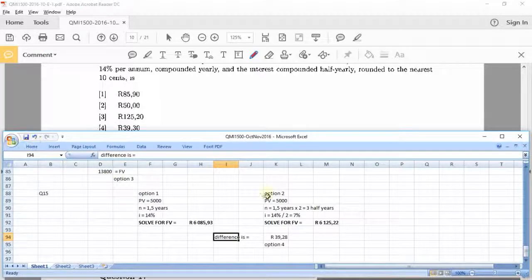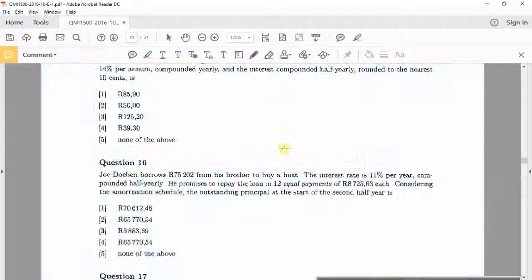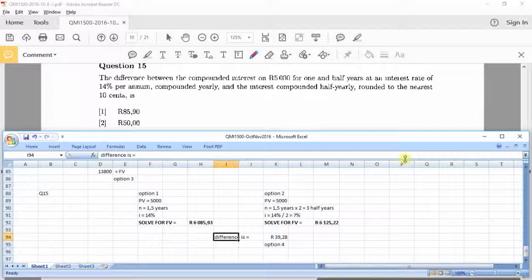So you have to do 2 calculations because they asked you for the difference. They're asking you to take 5,000 and compound it at 14%, then take 5,000 and compound it semi-annually at 14%. So you have to work out the difference. Make sense? Yes. Okay, perfect.